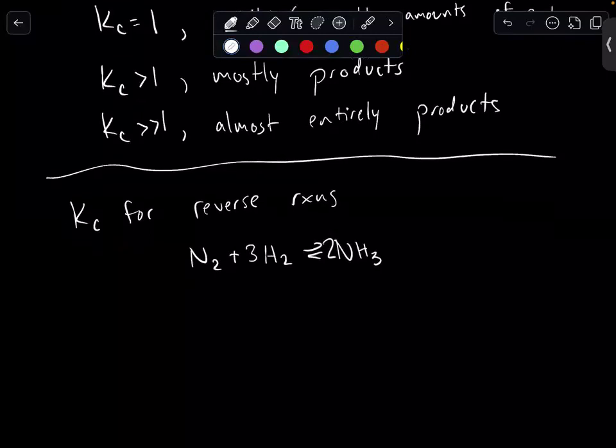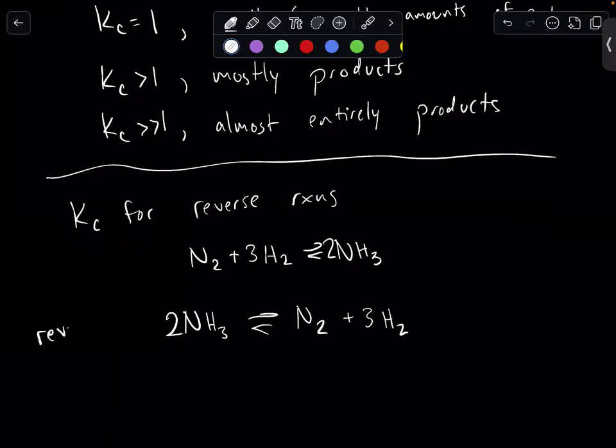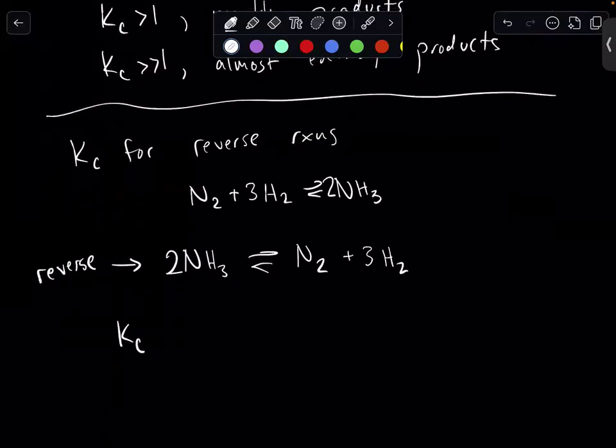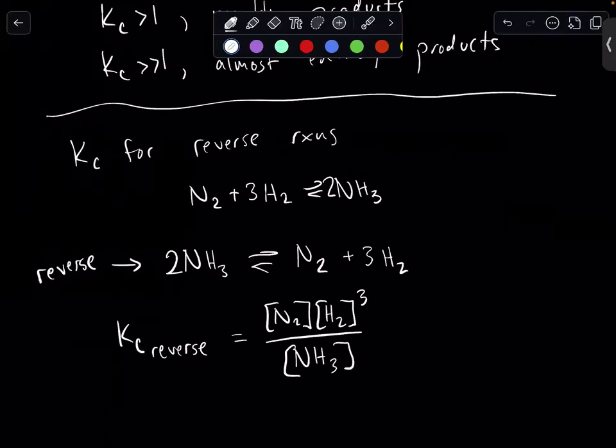The reverse reaction can just be written as 2NH3 reacts to form or decomposes to form nitrogen gas plus 3 hydrogen gas. This is our reverse. You may notice that in our reverse reaction, the Kc for the reverse is now N2 H2 divided by NH3, and that will be raised to the second power.